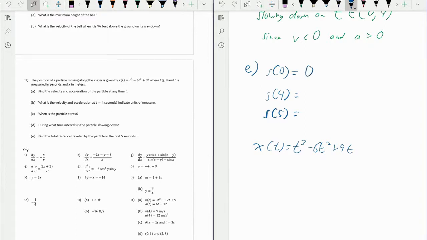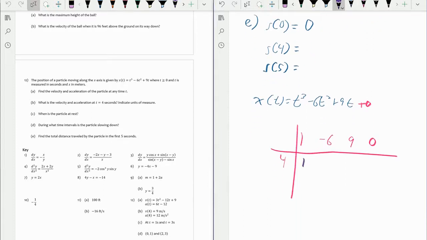Well, 0 is easy. We'll just say 0, 0. But I'm going to do the other ones with synthetic division. What I do is I take the coefficients of all the terms, 1, negative 6, 9, and then there's a plus 0 here, 0. And I'm going to test and plug in 4. And I'm going to bring down the 1. Okay, the algorithm is multiply, add. 4 times 1 plus negative 6 is negative 2. 4 times negative 2 plus 9 is 1. And 4 times 1 plus 0 is 4. I'm going to circle that. That is actually the value you get when you plug 4 into the function. It's just a quicker way to do it.